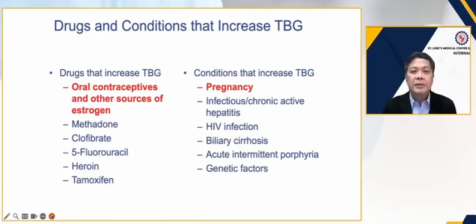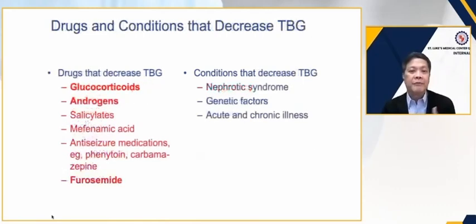How about the drugs and conditions that will drop binding protein? Estrogen will increase TBG, while glucocorticoids, androgens, and commonly furosemide can decrease binding protein. But again, if the axis and the thyroid gland are working properly, once the thyroid hormones are released, the free hormones will exert negative feedback on the pituitary. So there's really no problem if you're taking steroids and androgens, if the whole axis is working properly, because the body can adapt.